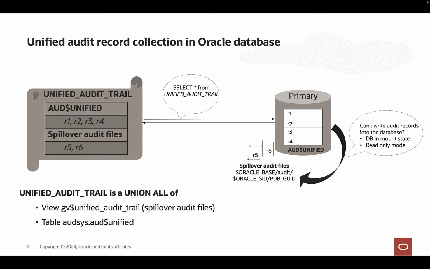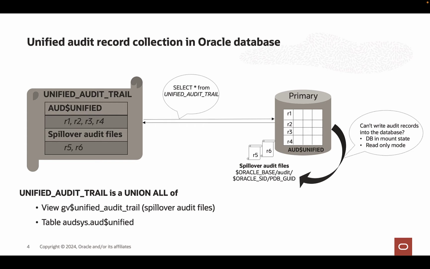The unified audit records within Oracle Database are written to a table in the AUDSYS schema called AUD$UNIFIED. When the database is not writable, for instance when the database is closed, or is read-only, as is the case of standby databases in Active Data Guard, the Oracle Database writes the audit records to external operating system spillover bin files. The default location of these spillover bin files is in the Oracle base directory as shown here.